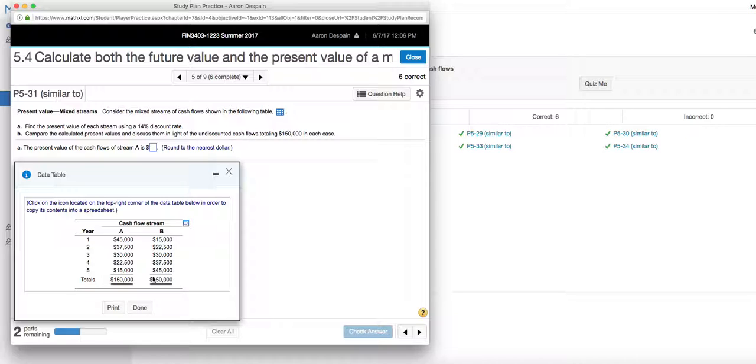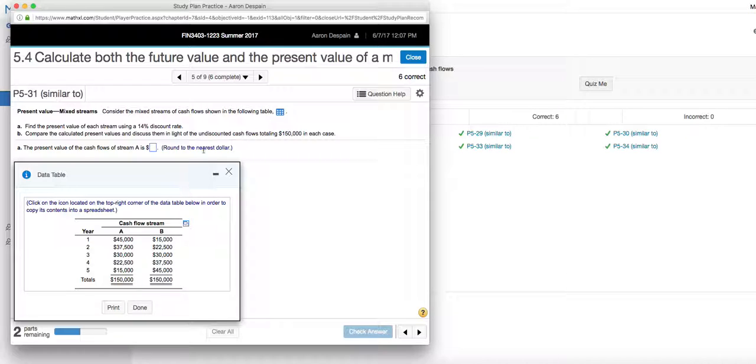So really the point of this problem is to see which is more valuable. Obviously, they both total $150,000, but based on how much is received early on in cash flow A that can earn interest, how is that going to compare to stream B that receives bigger chunks of payments towards the end of the 5 year period? So just looking at the numbers here, we can assume that cash stream A will be more valuable when we calculate the present values, just because there are more years for these larger amounts to earn interest on.